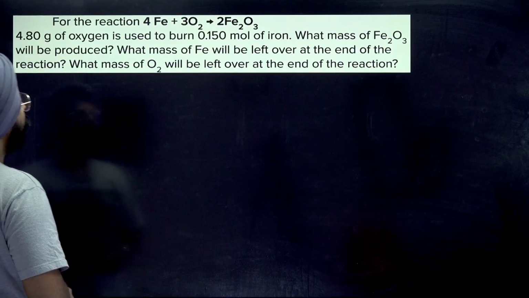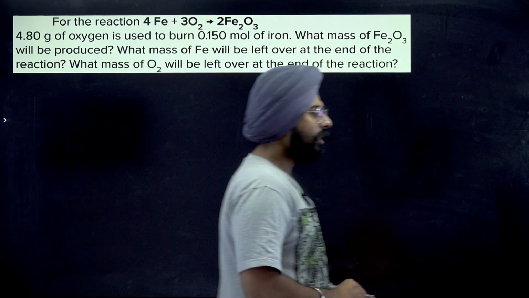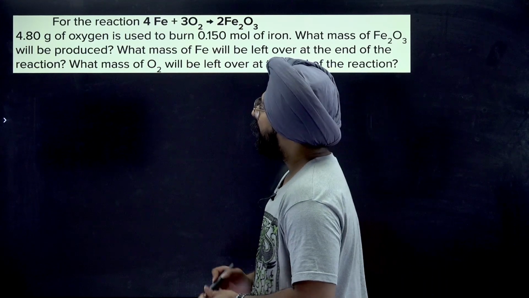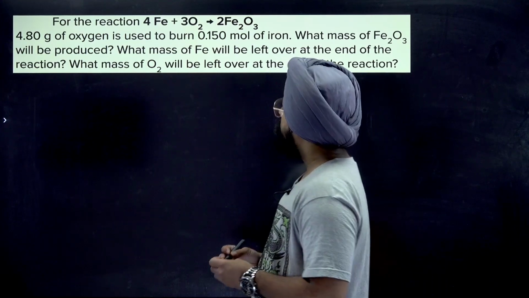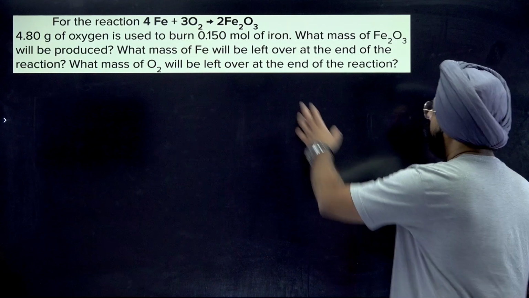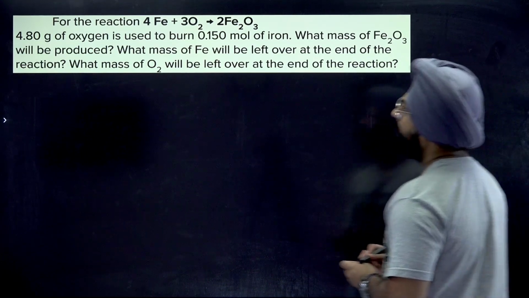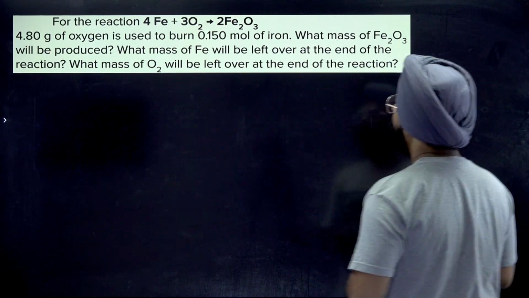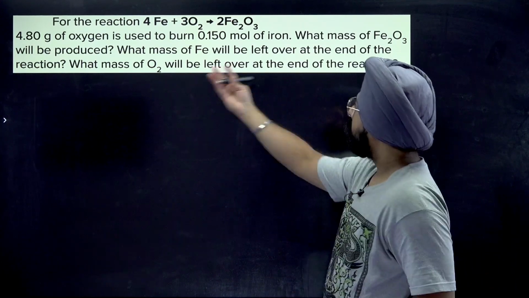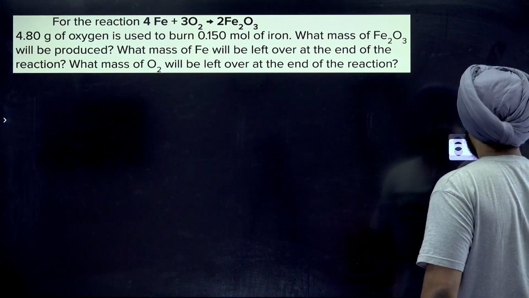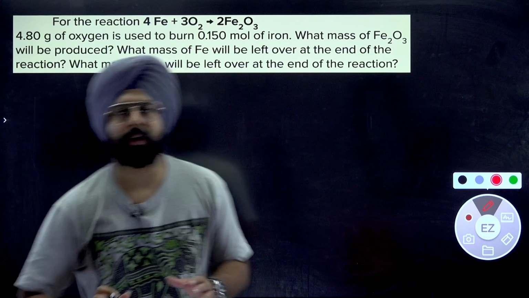For the reaction 4 times iron plus 3 times O2 giving me 2 times Fe2O3, 4.8 grams of oxygen is used to burn 0.15 mole of iron. What mass of Fe2O3 will be produced? What mass of iron will be left over? And what mass of O2 will be left over at the end of the reaction? This is a standard stoichiometry question.